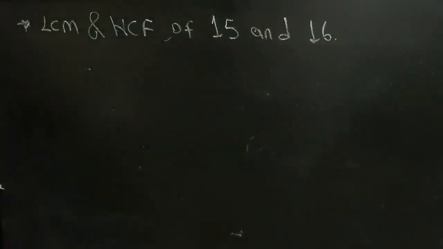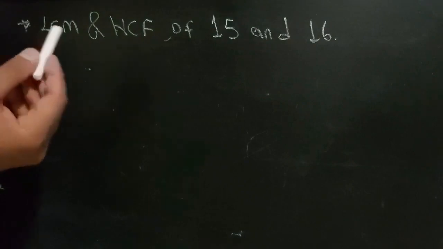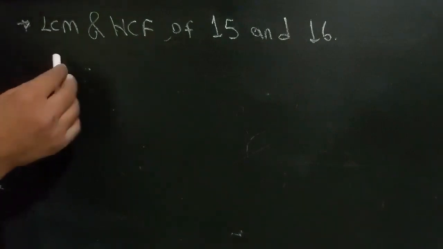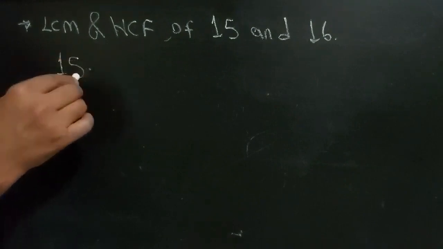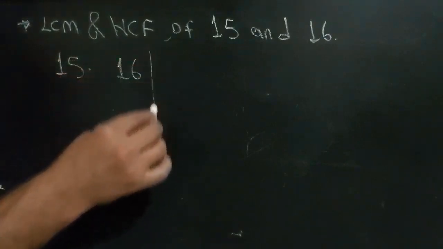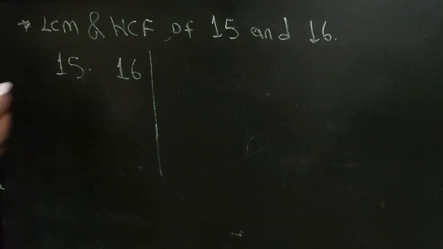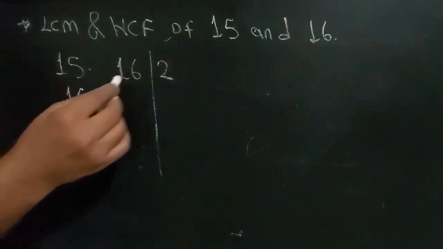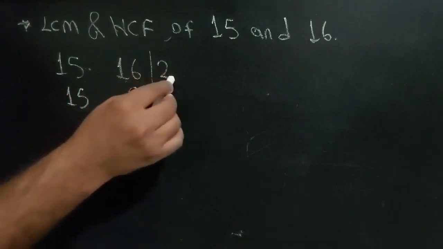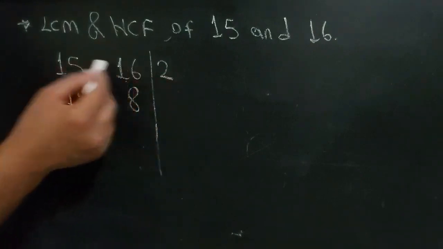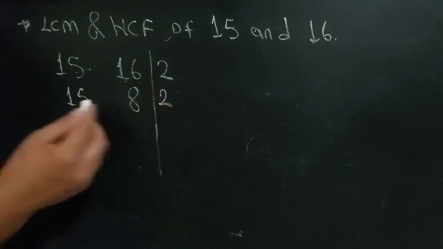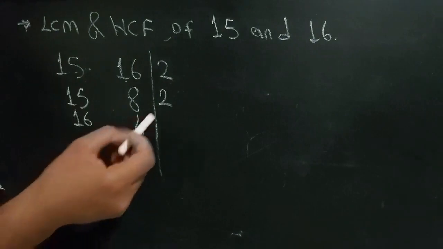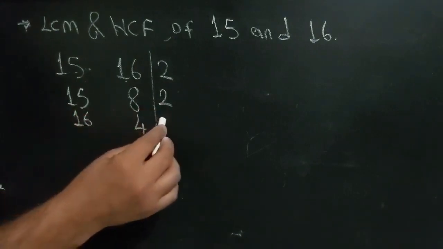Alright, now let's have a look at this question. Find LCM and HCF of 15 and 16. Write numbers next to each other, 15 and 16. Draw the line. 2. Is this divisible by 2? No. Write the same. This one, yes. 8. Don't circle this because it wasn't common for both of them. Again 2. This is not divisible by 2. Write the same. This, yes. 4. And don't circle, not common for both of them.